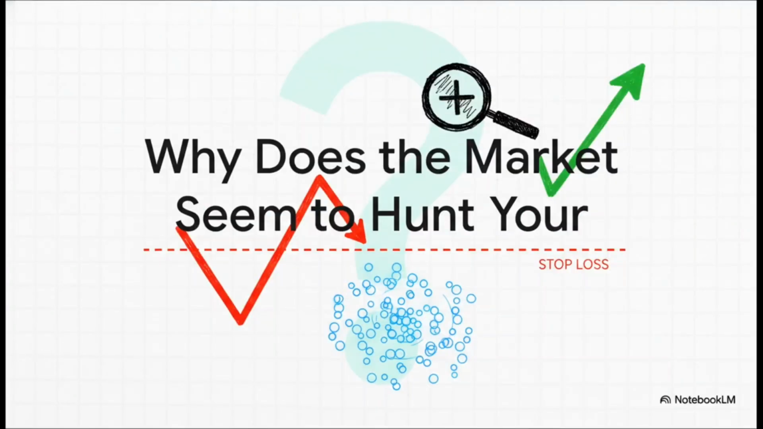Have you ever had this happen? You're in a trade, everything's looking good, and then bam, the market just dips down just enough to hit your stop loss, and then almost immediately it rips back in the direction you predicted. It feels personal, right? Like the market is literally hunting for your stops. Well, today we're going to show you exactly why that happens.